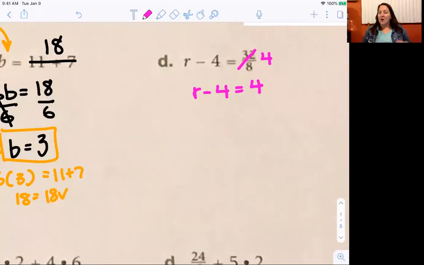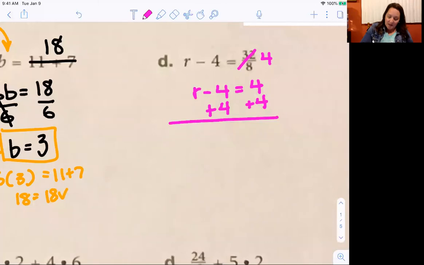Now I want to get r by itself. I want to isolate it. So I need to move the minus 4 over to the other side of the equation. What's the opposite of minus 4? Plus 4. So I'm going to add 4 to both sides of this equation, both sides of the equal sign. Minus 4 plus 4 cancels out, and I'm left with r equals 4 plus 4, which is 8.